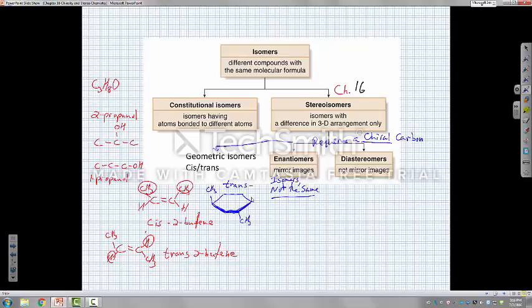An easy way to keep enantiomers and diastereomers separate is that diastereomers require 2 or more chiral carbons. You can have a pair of enantiomers, a compound and its mirror image, with only 1 chiral carbon, but diastereomers must have 2 or more chiral carbons.